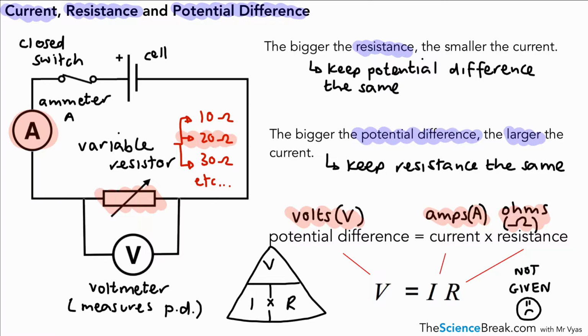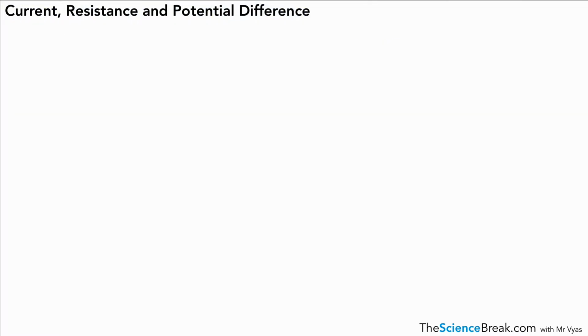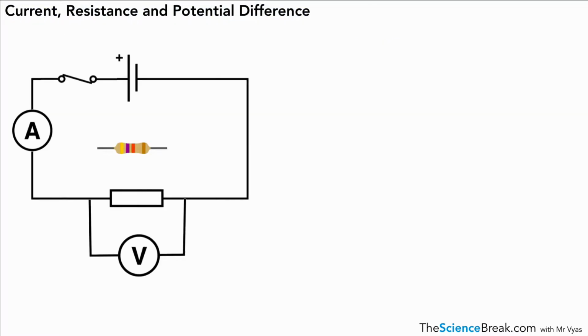Okay, and as we said, we'll use this a little later to do a calculation later in the video. But for now, I just want to quickly visit the idea of graphs when we're looking at this relationship. So here I've got a very similar circuit to the previous one, but in this case, we've got a fixed resistor.